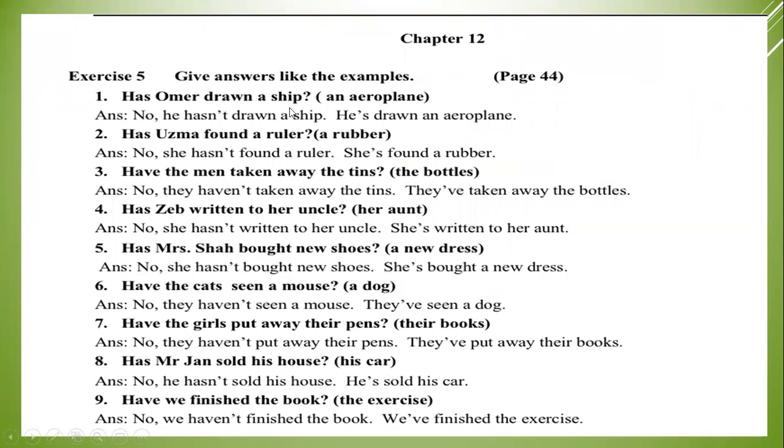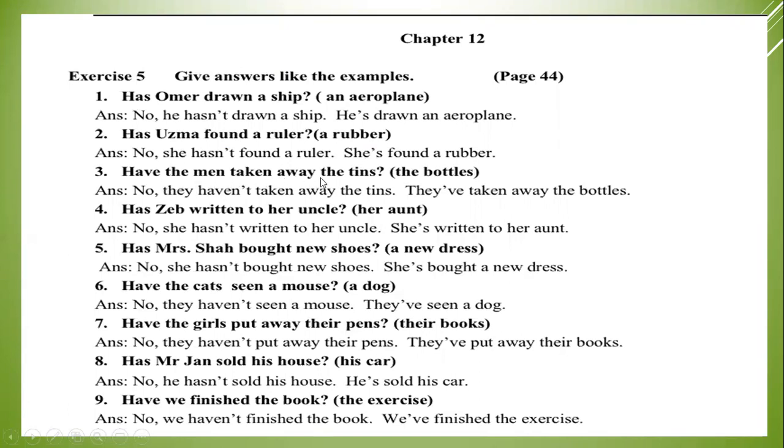Let's read number 1. Has Umar drawn a ship, an aeroplane? No, he hasn't drawn a ship. He has drawn an aeroplane. Has Uzma found a ruler? No, she hasn't found a ruler. She has found a rubber, or she's found a rubber.